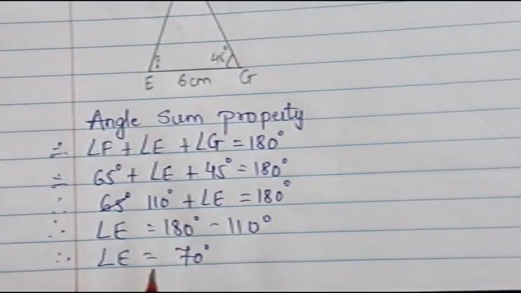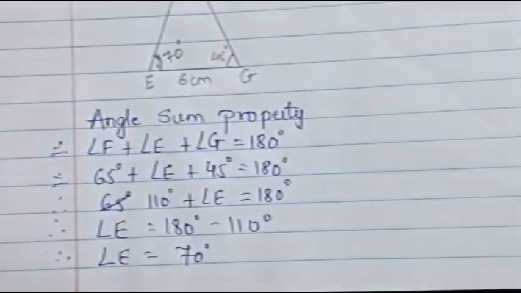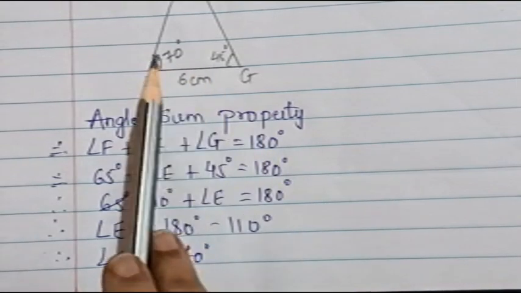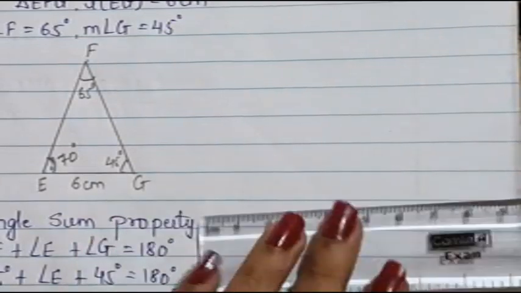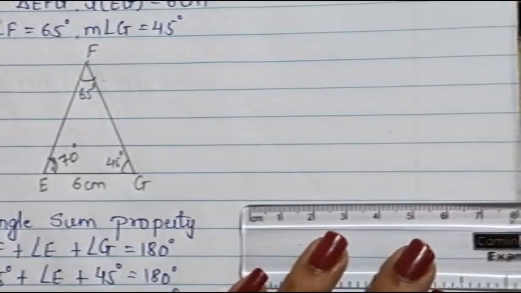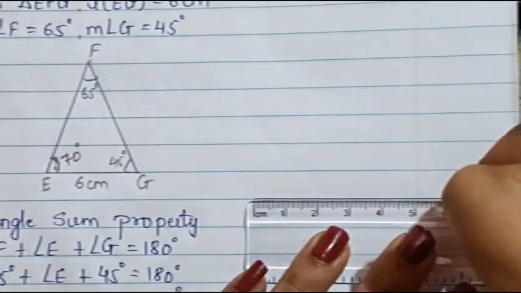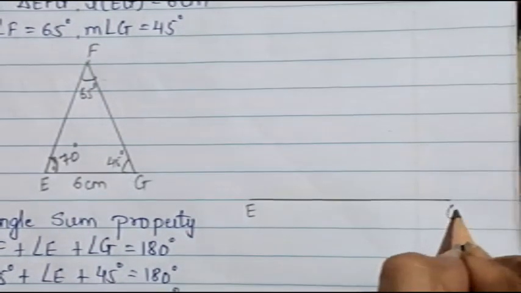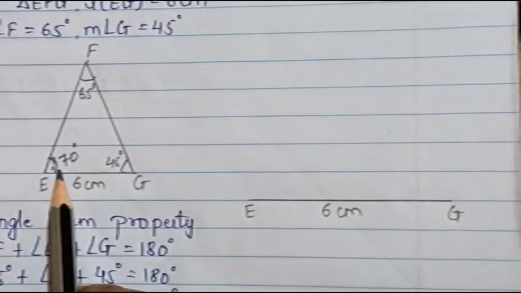So how much angle E did you get now? 70 degree. Okay, so you will write it over here, that is angle E is equal to 70 degree. Now you all got the angle E by solving this. Now we will construct the triangle. For this, the very first thing is that we will draw the base of 6 centimeter, that is E and G, of 6 centimeter. Okay, the first angle we are going to draw is of 70 degree.